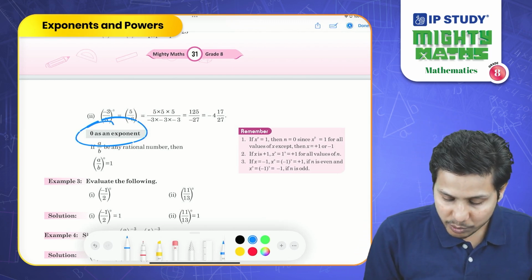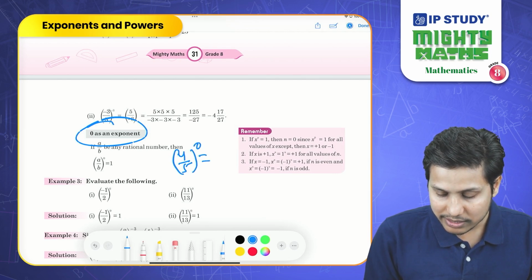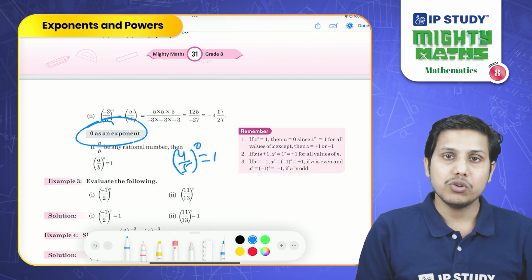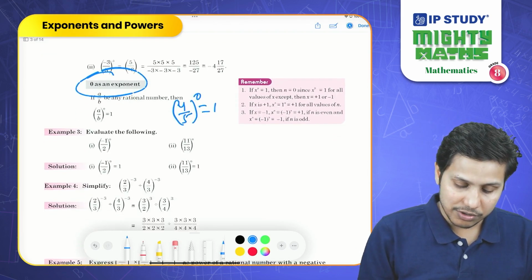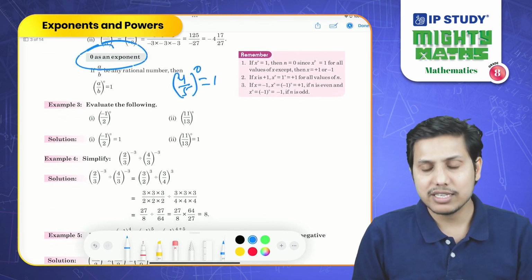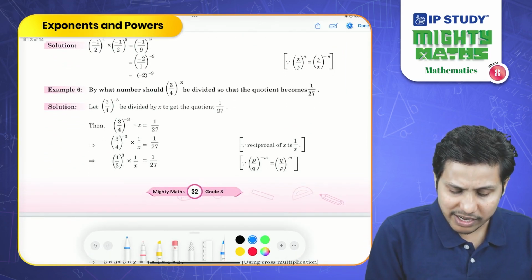Okay, so let's suppose we have 4 over 5 and the exponent is 0, then the answer is 1 only. So it is valid for any rational number where the denominator should not be 0, because it will not be a rational number. Yes.